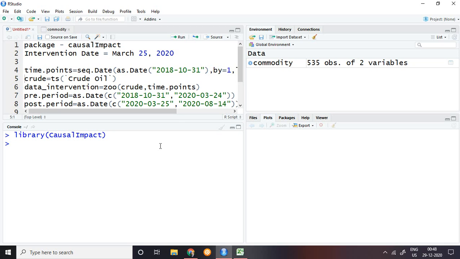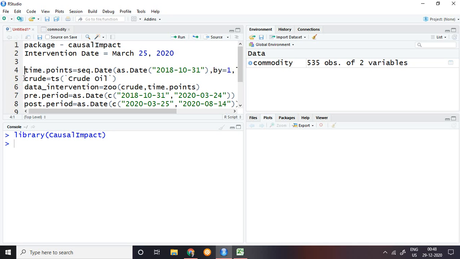In India, 25th March 2020 was announced as the first day of lockdown because of the COVID-19 pandemic. That's why I assumed this March 25th as the intervention. I'm going to check whether this intervention date has significantly impacted crude oil or not. So let's run it with the help of different steps.